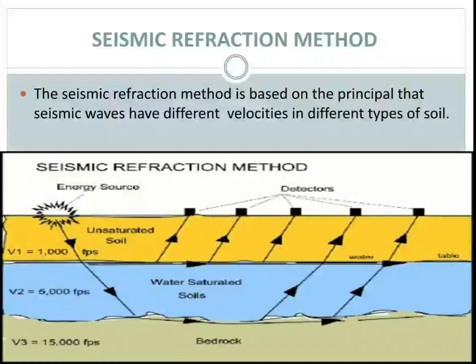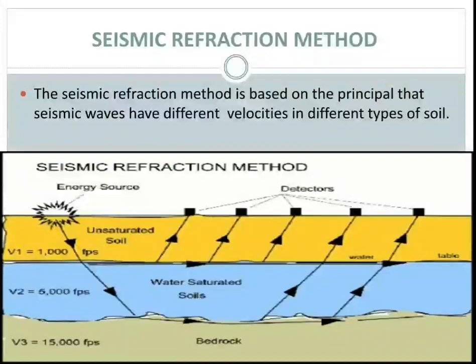By knowing the travel time of the primary and refracted waves at various geophones, the time and distance graph is drawn, and the depth of various strata can be determined by various characteristics like seismic velocity, etc. Materials such as clay, gravel, soft and hard rock are identified.